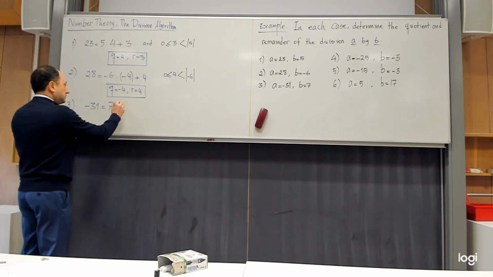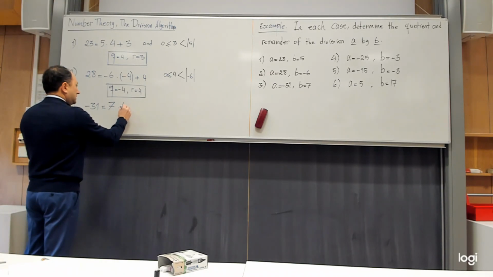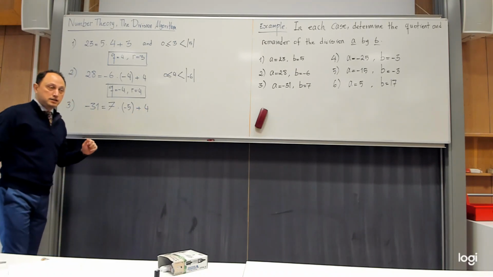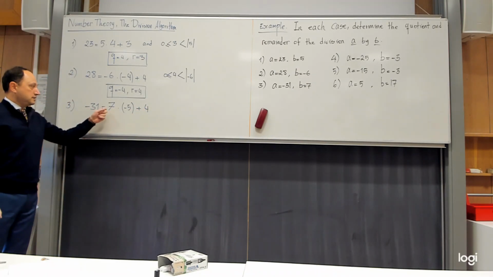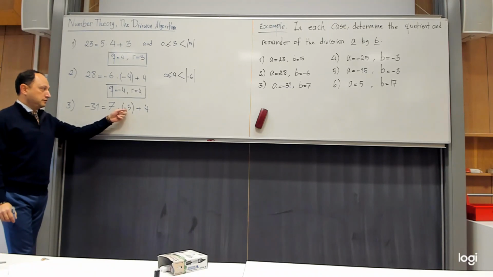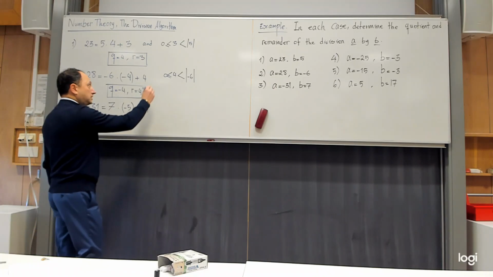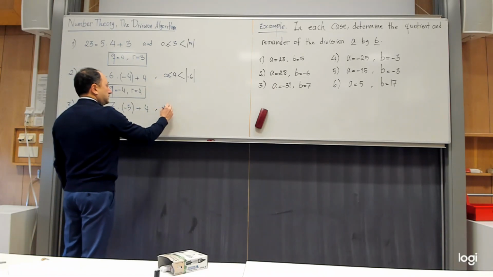Minus 5. Yes, I think you are right. Minus 5 and then I have to write plus 4. Yes? First of all, is it correct? Yes. 7 times minus 5 is minus 35 plus 4 is minus 31. So it works. But I have to check this one as well.